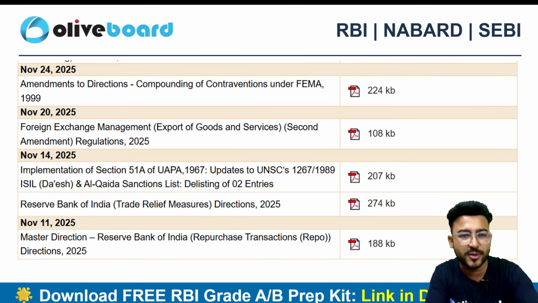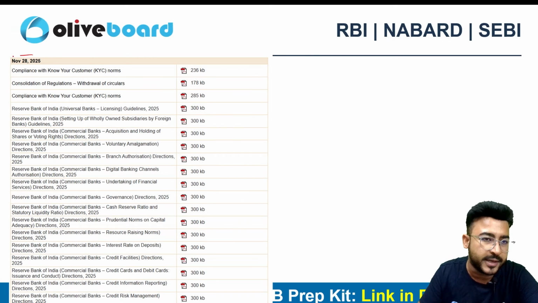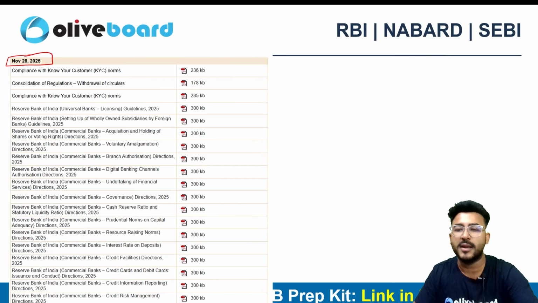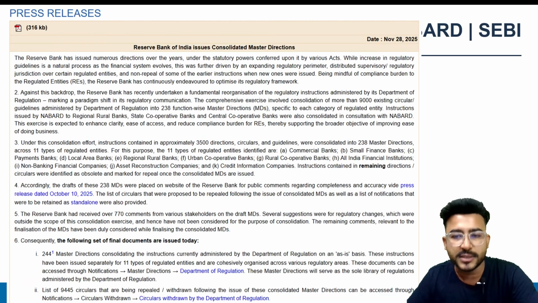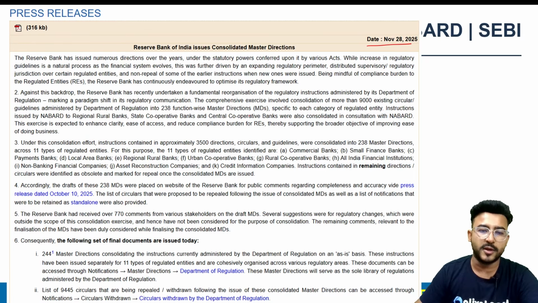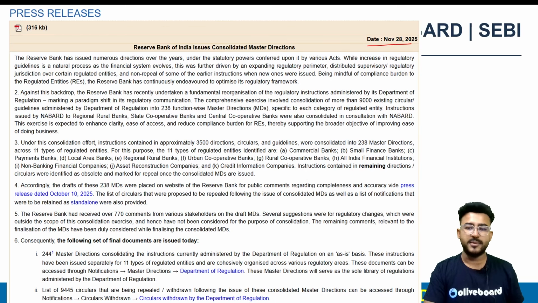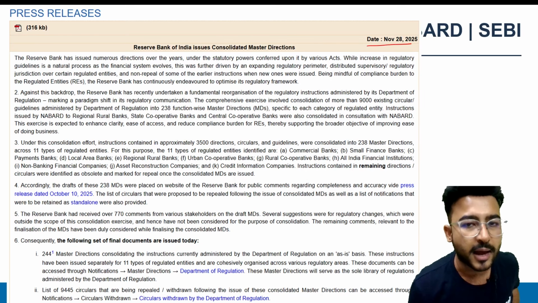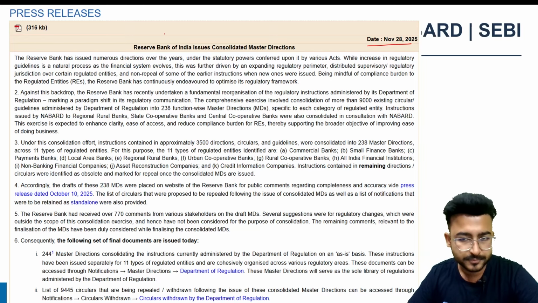When you actually go to the website, you can see so many other circulars as well which are dated on 28th of November 2025. But let me quickly tell you that RBI has issued multiple consolidated master directions, right? So on 28th November 2025 RBI has issued consolidated master directions. Most of the circulars that you can see on the RBI website on 28th of November are nothing but consolidated master directions.